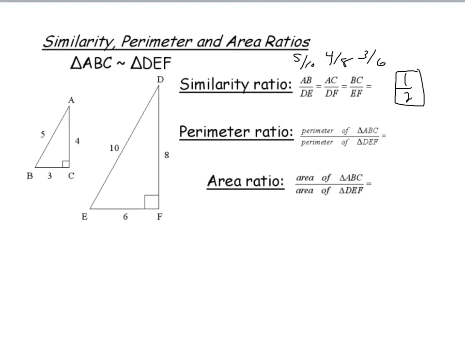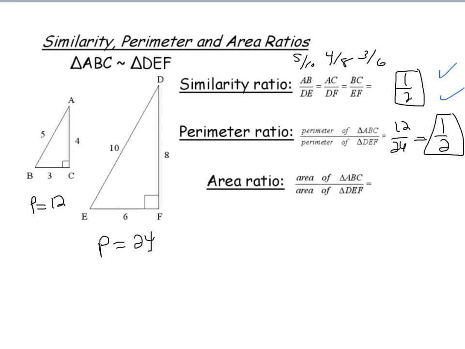If you're looking at the perimeter ratio, all you have to do is compare the perimeters. The perimeter of the small triangle, if I add up all the sides, is 12. The larger one, if I add up all the sides, is 24. So this is 12 to 24, which is 1/2. What do you know? My similarity ratio and my perimeter ratio are exactly the same.